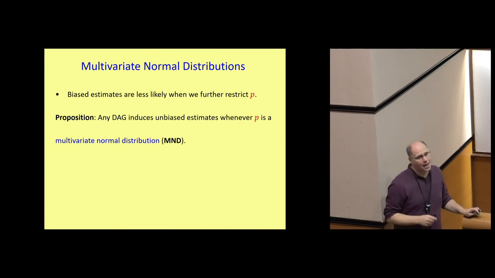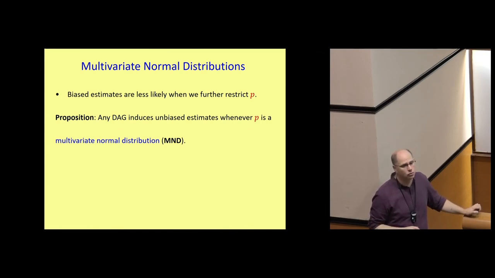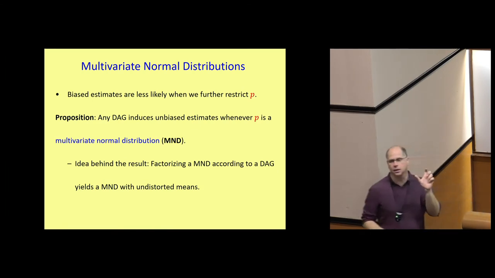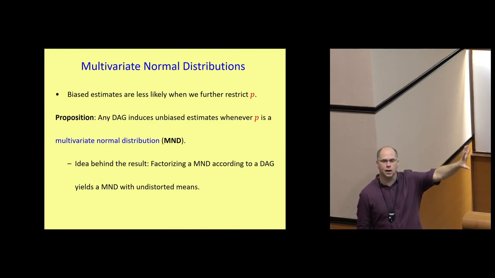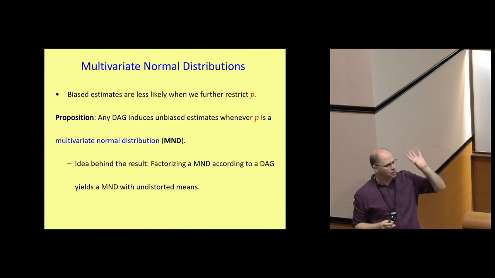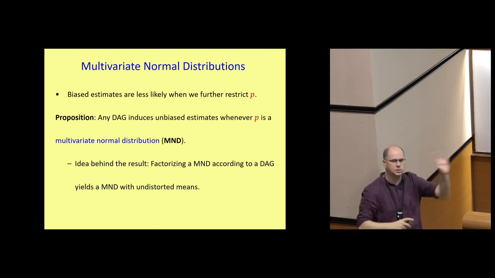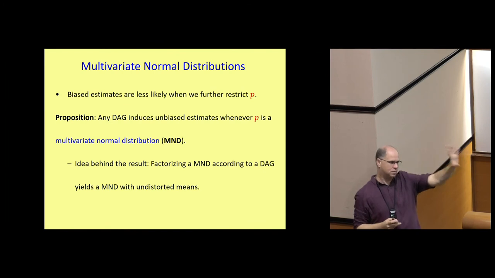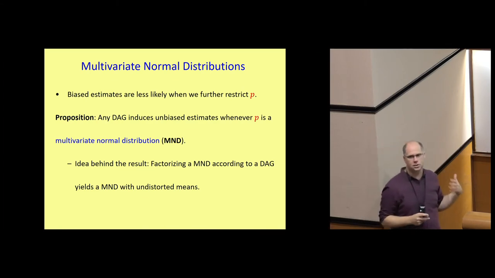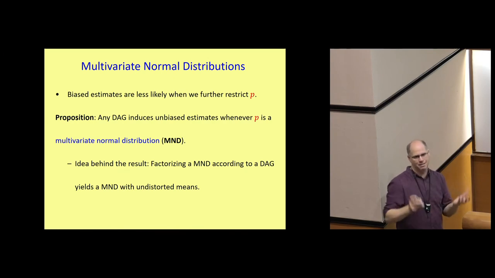Any DAG, not just a perfect DAG, will induce unbiased estimates whenever P is multivariate normal. The reason is that there's something special about multivariate normal distributions. Normally, this DAG thing is like a Picasso painting: there is a picture outside, and then I apply some distortion that looks like a Picasso painting. With multivariate normals, there is some picture outside, I apply a Picasso technique, and it will still look like a realistic picture. There is a distribution out there with some structure, and the structure is multivariate normal. If I factorize it according to a DAG, I still get a multivariate normal with undistorted means. So multivariate normal distributions are special in the sense that the distortion maintains the multivariate normality and doesn't change the means.